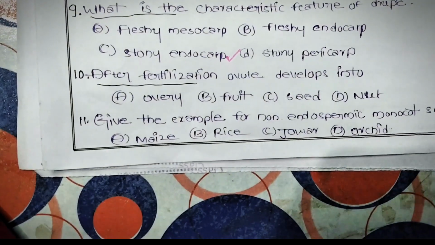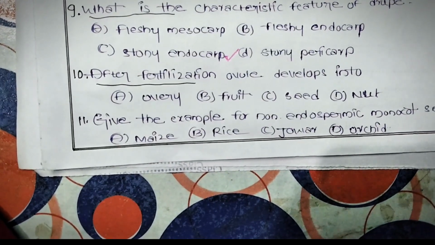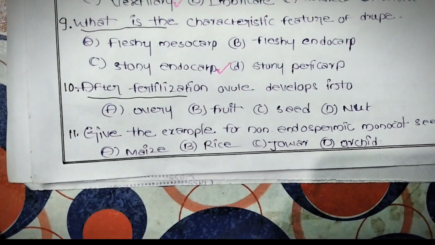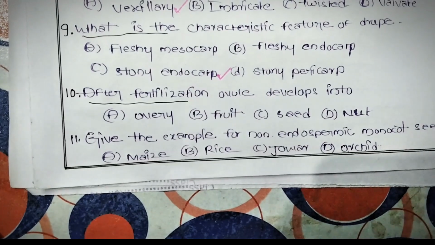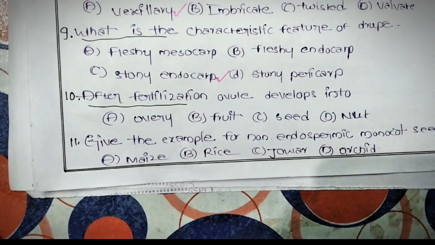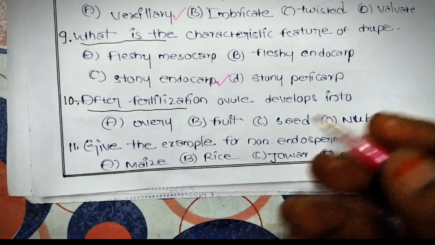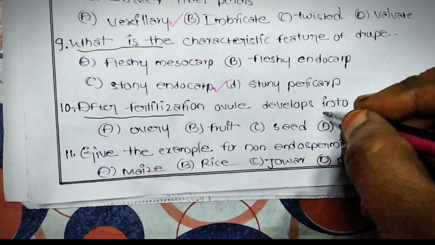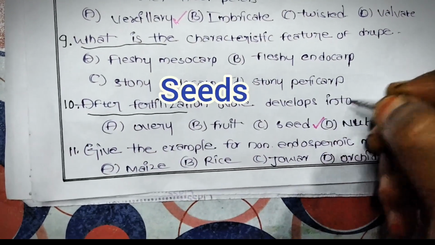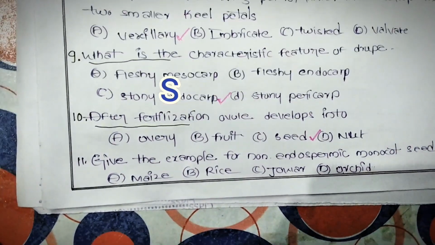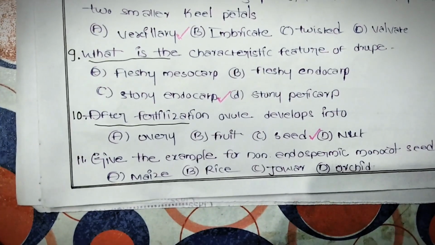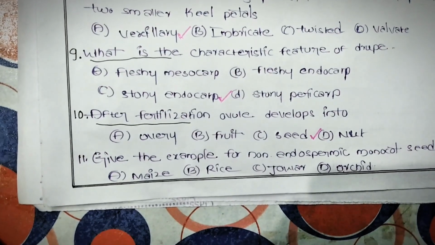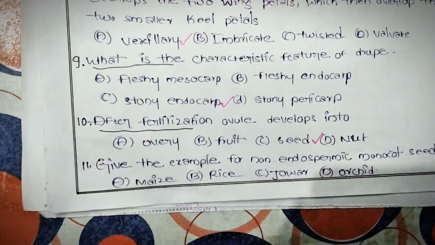After fertilization, ovule develops into, options are ovary, fruit, seed, nut. So after fertilization, ovule develops into seed. After fertilization, ovary develops into fruit, ovules become seeds. So let's see the next question.